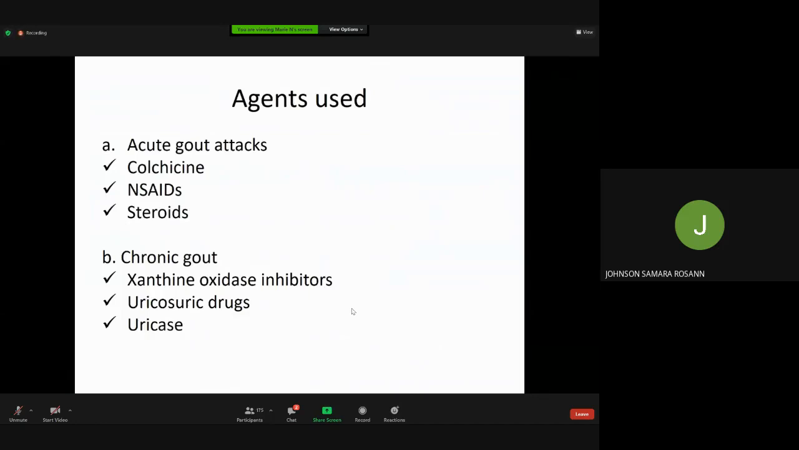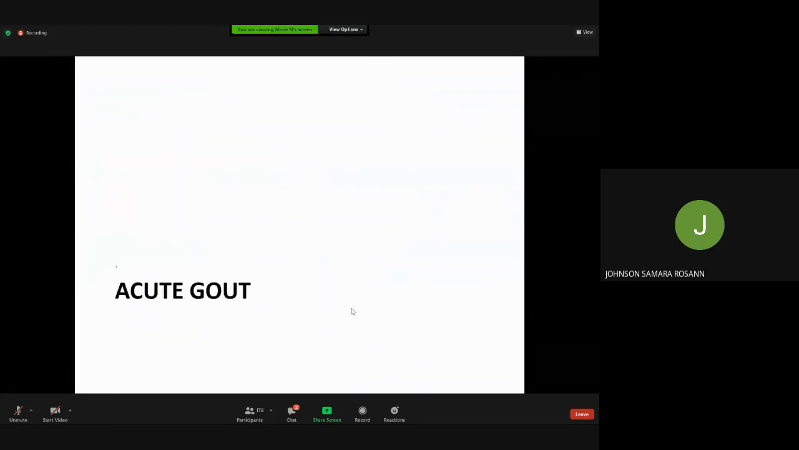Third group of agents you would use is uricase, which will basically convert your uric acid into allantoin that is very soluble and very excreted. So we start off with the details for management of acute gout.